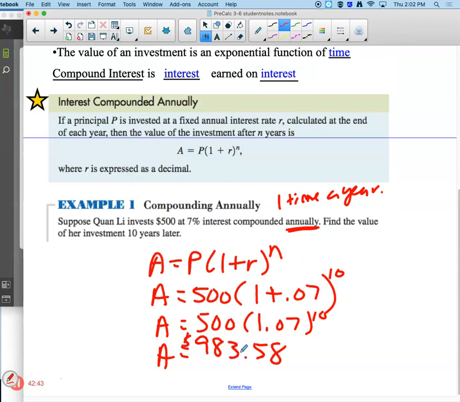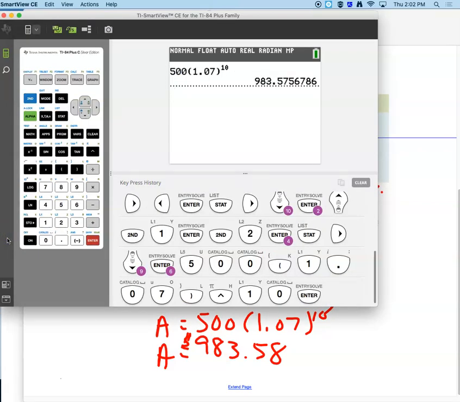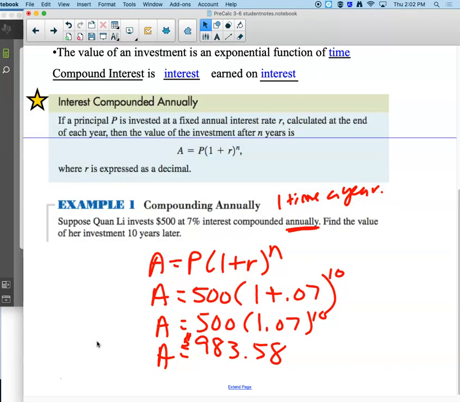Now, we are rounding like normal. You need to know that banks don't do that. Banks would literally, if you were to take your money out right then and there after the 10 years, you would only get $983.57. And that's because that extra penny is theirs, and they don't want to give it to you until you've reached the next penny. The other thing that you can't do is you can't come halfway through a year and expect to earn that money.